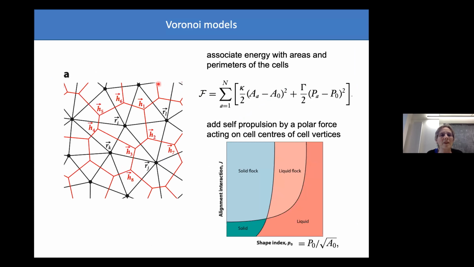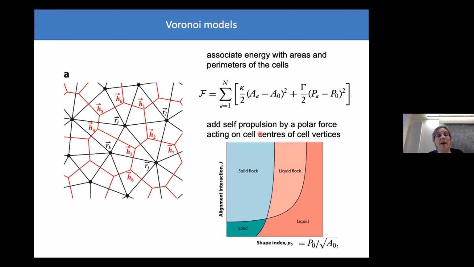For example, here we have a typical model of this sort, a Voronoi model, where you have a set of particles which represent the centers of the cells. By doing a Voronoi construction, which is basically bisecting the edges, you can get a shape which looks like a cell. And so the red network looks like a confluent cell layer. And then you can associate some sort of energy, say, with the area of the cells, which have a preferred area, and then with the perimeter of the cells, the total length of the red line, which has a preferred length.